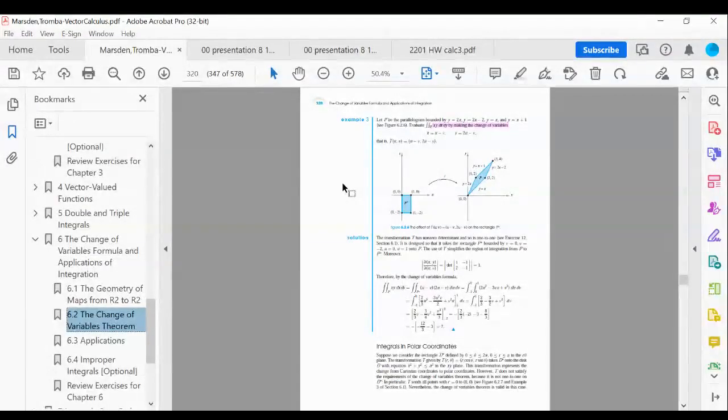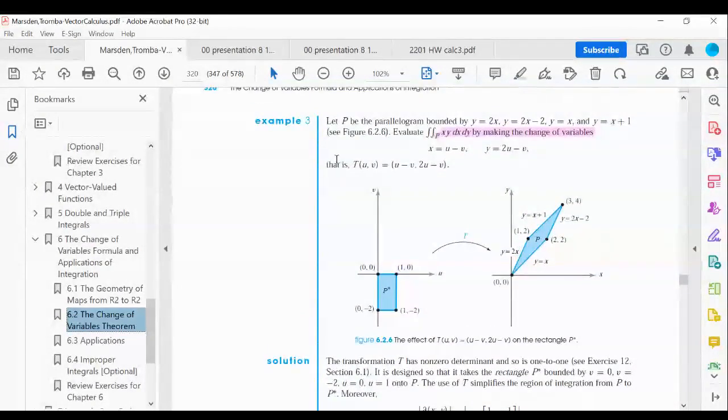Can you see my screen? Yeah. I don't understand where T of UV, that part came from. T of UV, well, you're given this, right? x equals u minus v, y equals 2x minus v. That's right here. Oh, it's because we're given that. Yeah, T of UV just tells you the transformation takes (u, v) to (u minus v, 2u minus v).